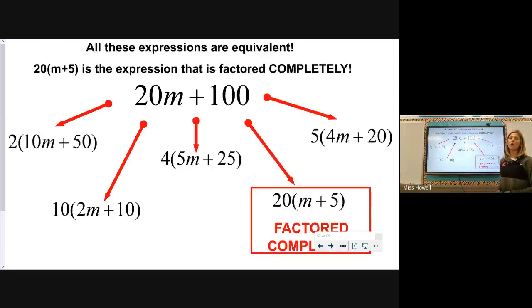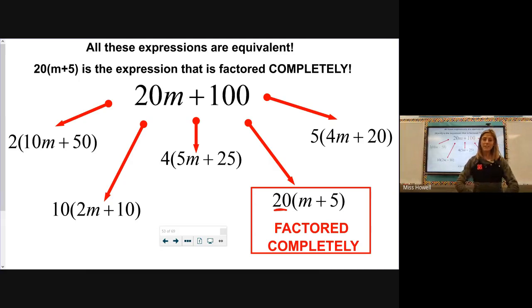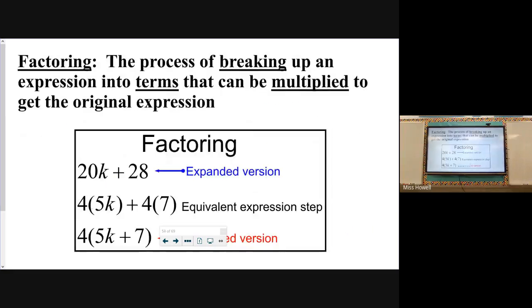So when we look at a whole bunch of different possibilities here, right, there's endless possibilities. The best way to have factored it is by pulling out the greatest common factor of 20m and 100, which would be this value 20. So that's our goal for today. Can I factor a linear binomial completely by pulling out the greatest common factor value? All right, so our steps for today. All right, factoring is the process of breaking up an expression into terms that can be multiplied to get the original expression. All right, so we looked at this picture the other day.